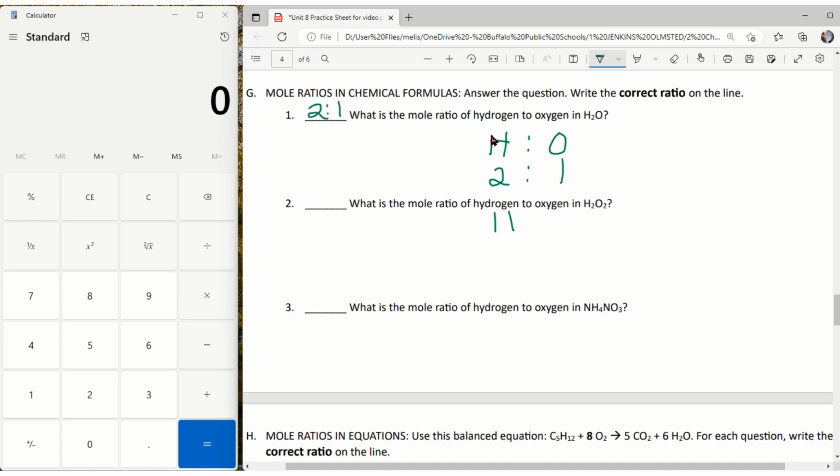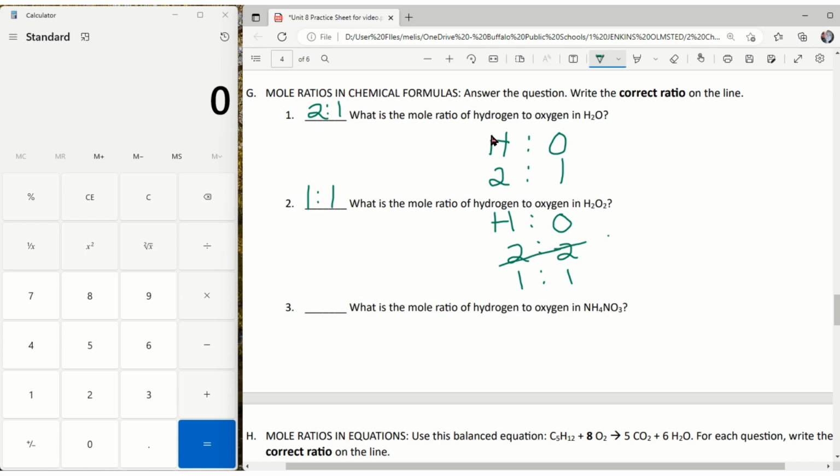What is the ratio of hydrogen to oxygen in this formula? 2 hydrogens to 2 oxygens. But remember when we just did all that practice with balancing? I can divide both of these by 2. So the correct ratio is 1 to 1. This is an incorrect ratio because I can reduce it.